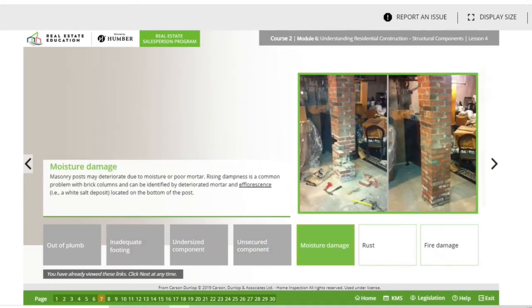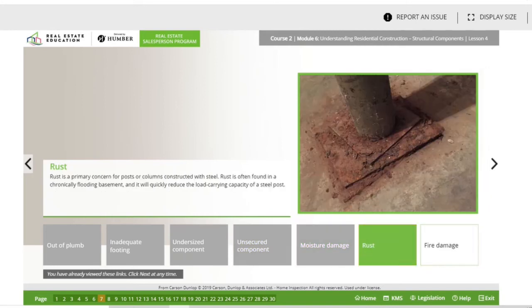Moisture damage. Masonry posts may deteriorate due to moisture or poor mortar. Rising dampness is a common problem with brick columns and can be identified by deteriorated mortar and efflorescence on the bottom of the post. Rust is a primary concern for posts or columns constructed with steel.